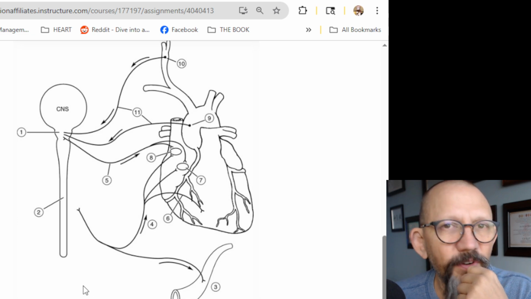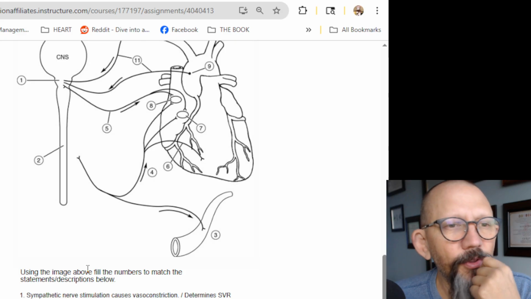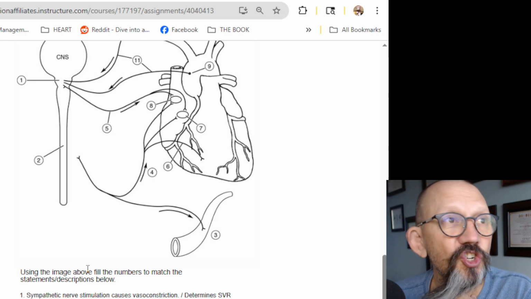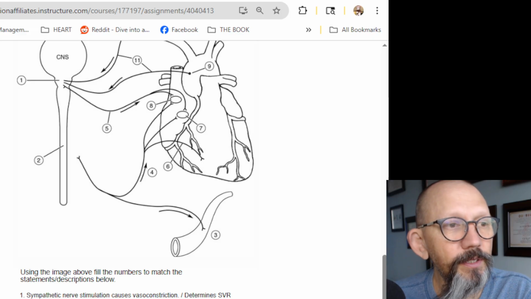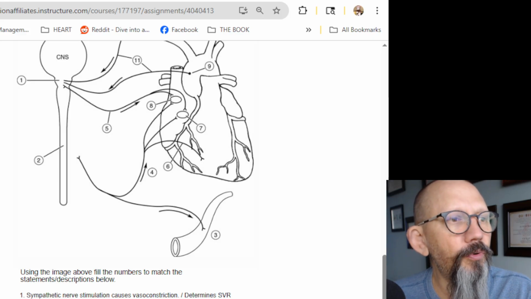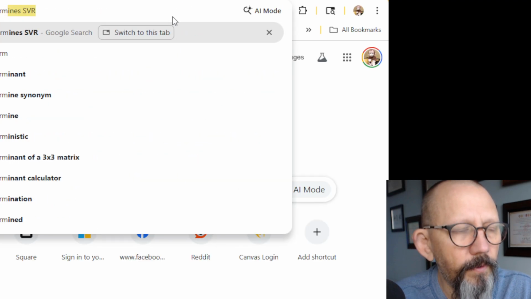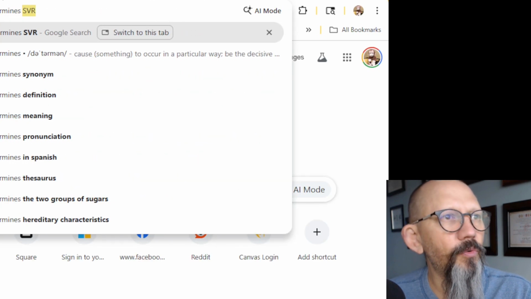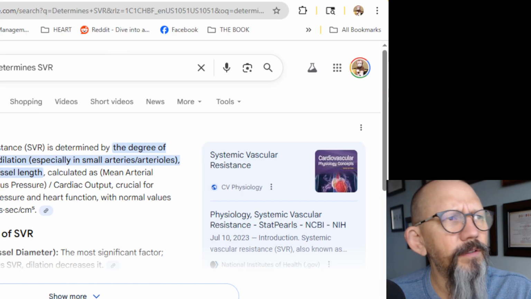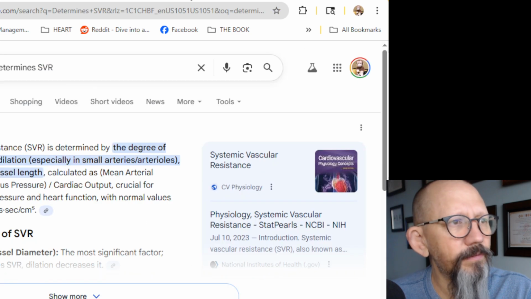So let's go through the answers real quick. I just want to give you some information on this one. Okay, so I have them here. Sympathetic nerve stimulation causes vasoconstriction, which determines SVR. And if you put in there that it determines SVR, that's the systemic vascular resistance, okay?